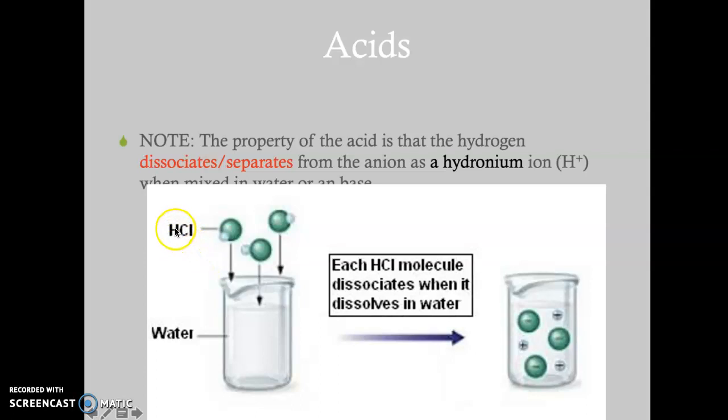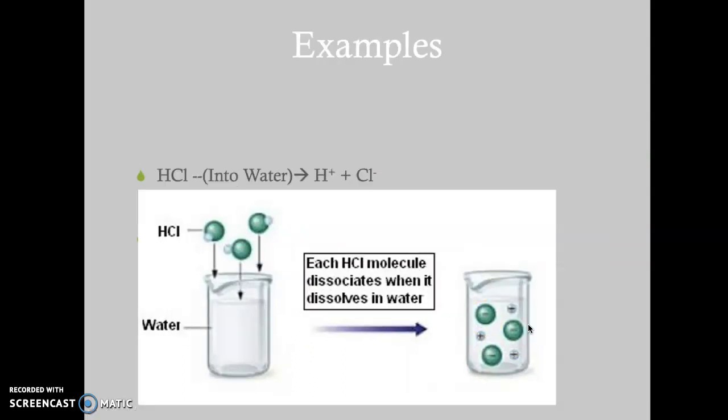So this is HCl. H is with Cl, so the positive H with the negative Cl. When I put it into water, the H and Cl separate. So I get this positively charged hydrogen and this negatively charged chlorine. Call it a hydronium ion. So the example would be HCl, when I put it into water, separates.